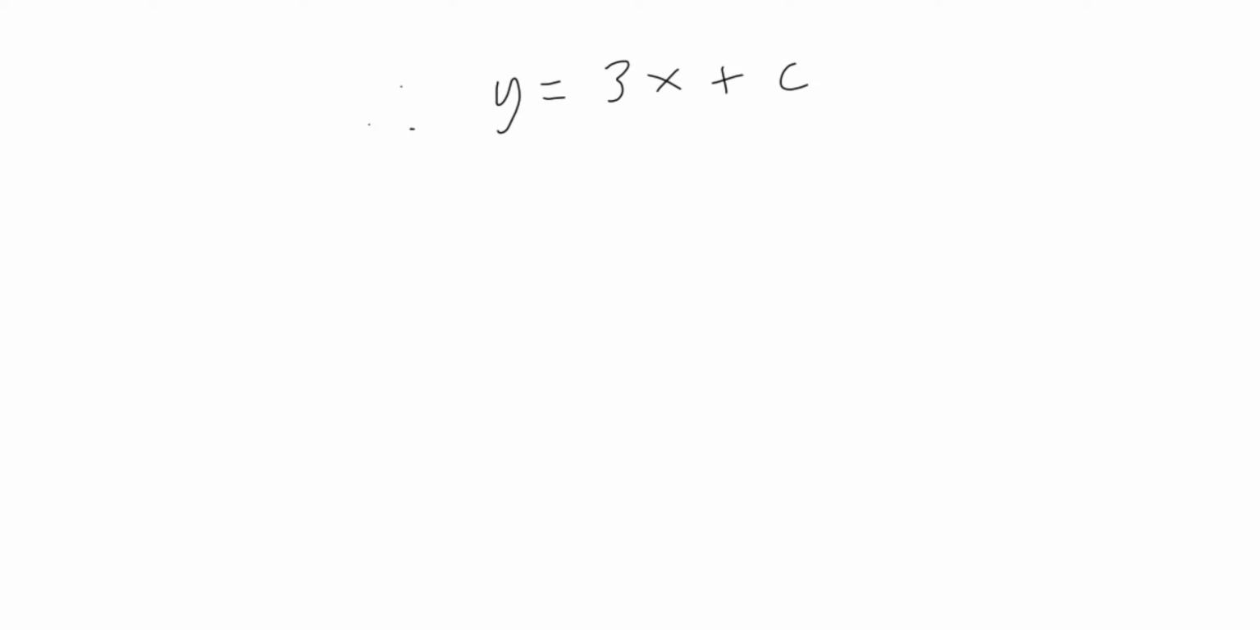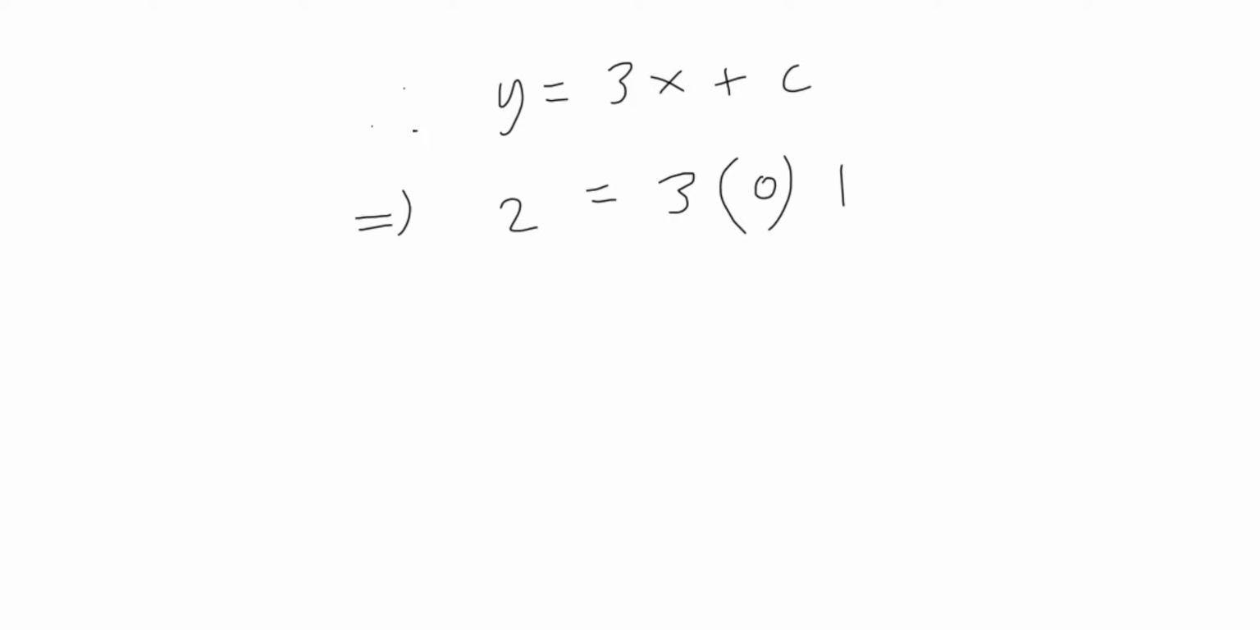How do we do that? In place of y, we substitute the y coordinate of that point, which is 2, and in place of x, we substitute the x coordinate of that point, which is 0. And we have plus c. Then we work this out. 3 times 0 is just 0, so 2 is equal to 0 plus c, which is just c. So c is equal to 2.